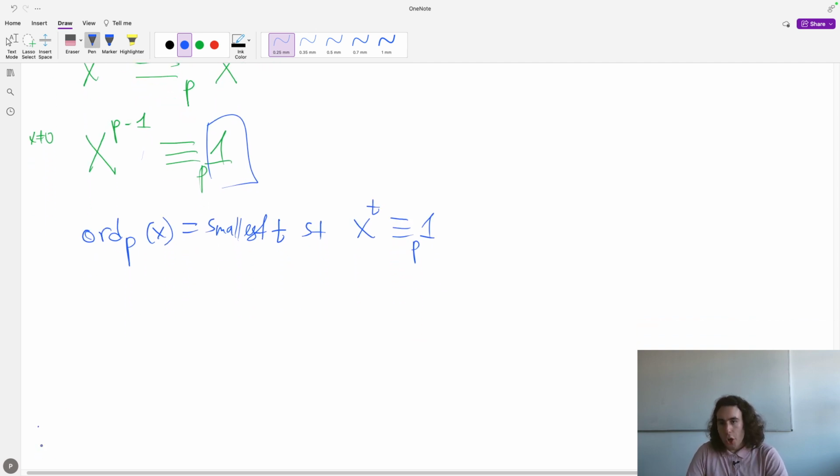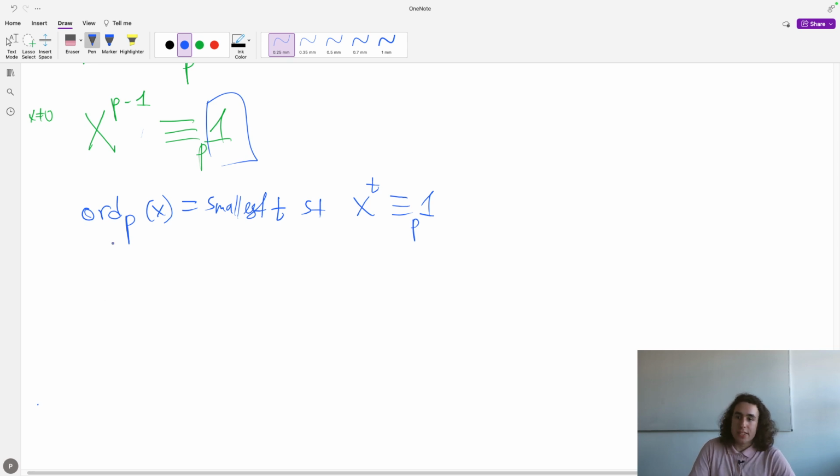We can note some simple facts about this order. First of all, it's easy to prove that the order of x divides p minus 1. Why is it the case? Well, let's say that this number is t, and we know that x to the t is 1.